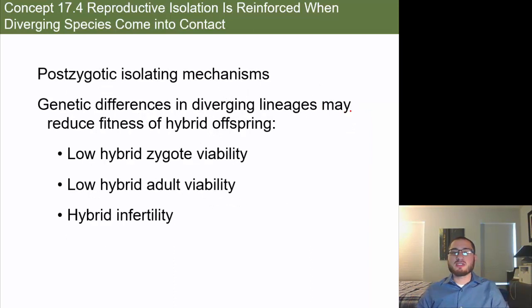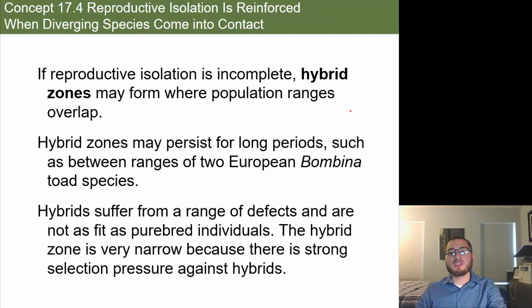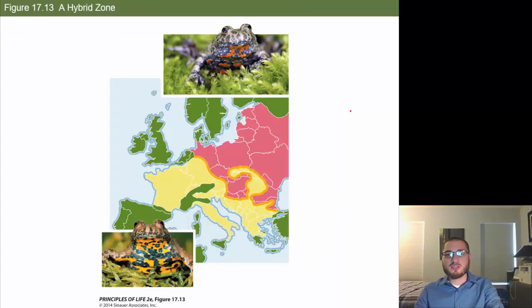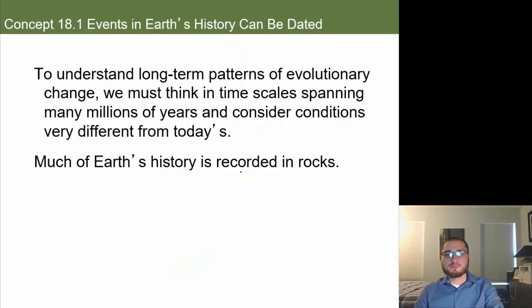Some post-zygotic isolating mechanisms: genetic differences in diverging lineages may reduce the fitness of hybrid offspring. So you have low hybrid zygote viability, low adult viability, and infertility within the hybrids. If reproductive isolation is incomplete, hybrid zones may form where population ranges overlap. You see this with these frogs, where you have this zone right here and this zone, but then you have this zone right here where you have a mix.